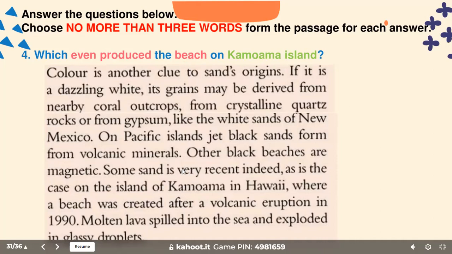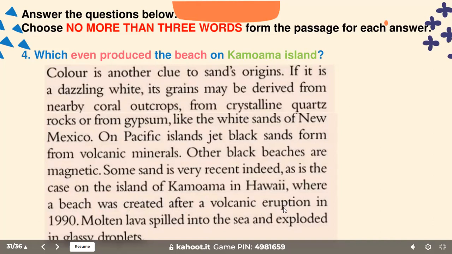Beach. Where is it? Line 9. Line number 9. Yeah. So we have beach here, and we have the word produced. Volcano. Where can you find the word event when produced? Yeah. Here we have produced, created. Yes. Okay. Created. Now, where a beach was created or produced, and here the event after what? After a volcano, a volcanic eruption.